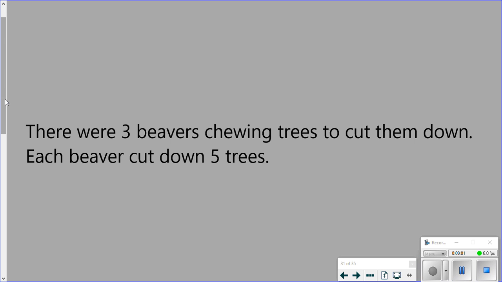Maybe. But do I know how many trees there are in the forest? No. But there's probably like 2 gazillion and 50. So I don't know if I can answer that question. What might be a question that I can answer from this story? There were 3 beavers chewing trees to cut them down. Each beaver cut down 5 trees.